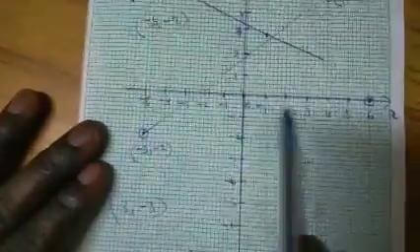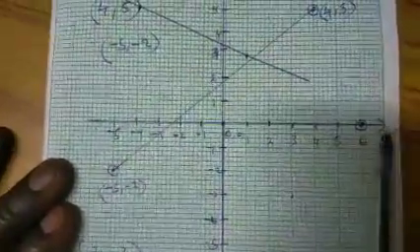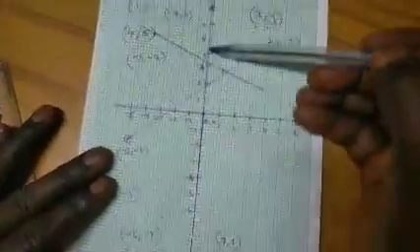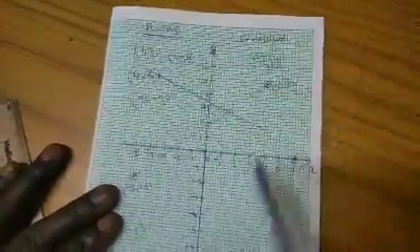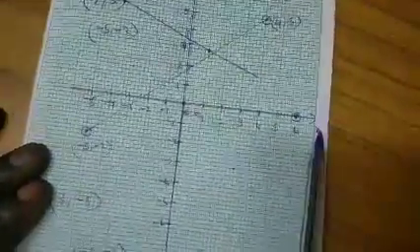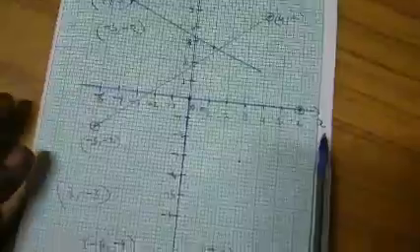So a point to note, along the x-axis the value of y is 0, and along the y-axis the value of x is 0. So everywhere along the y-axis the value of x is 0, and everywhere along the x-axis the value of y is 0. So I think that is the basics that we need to know about plotting our points.